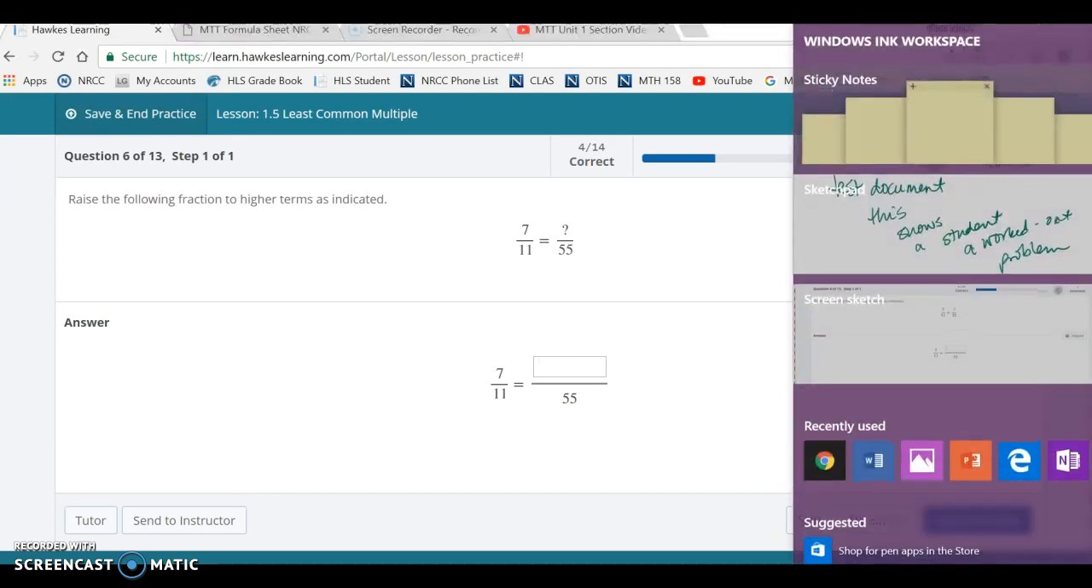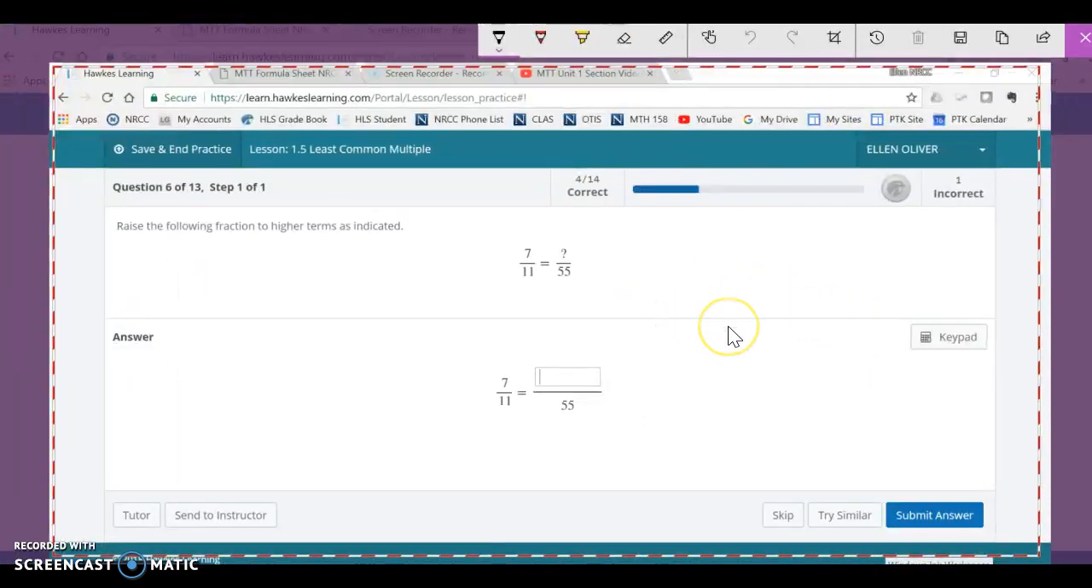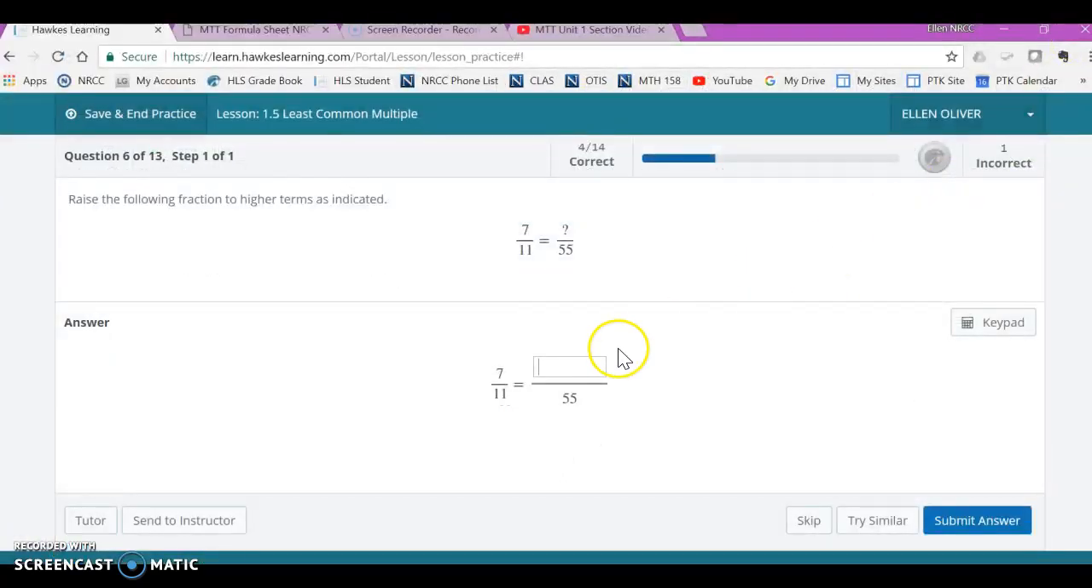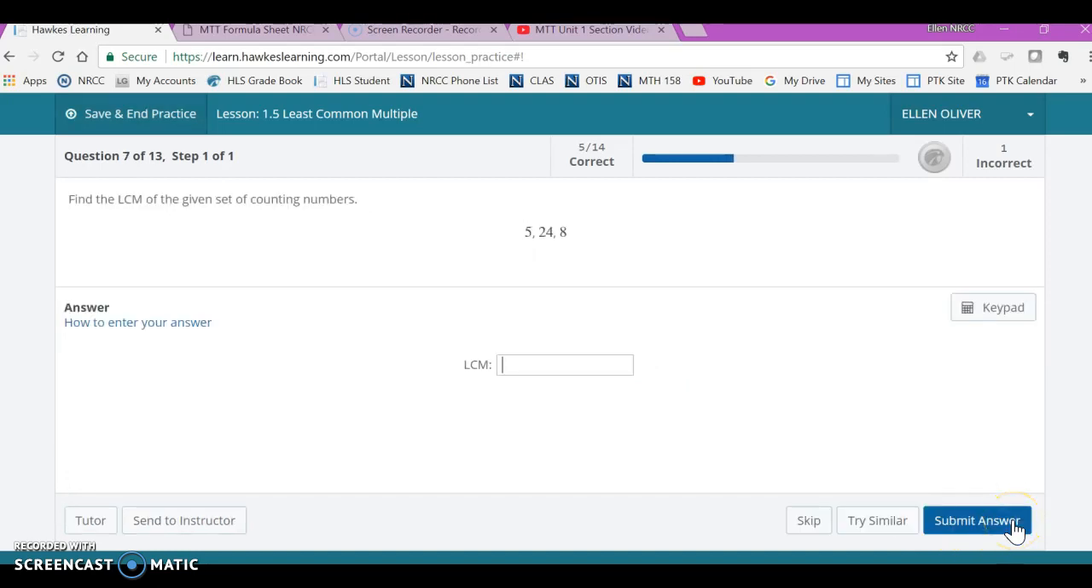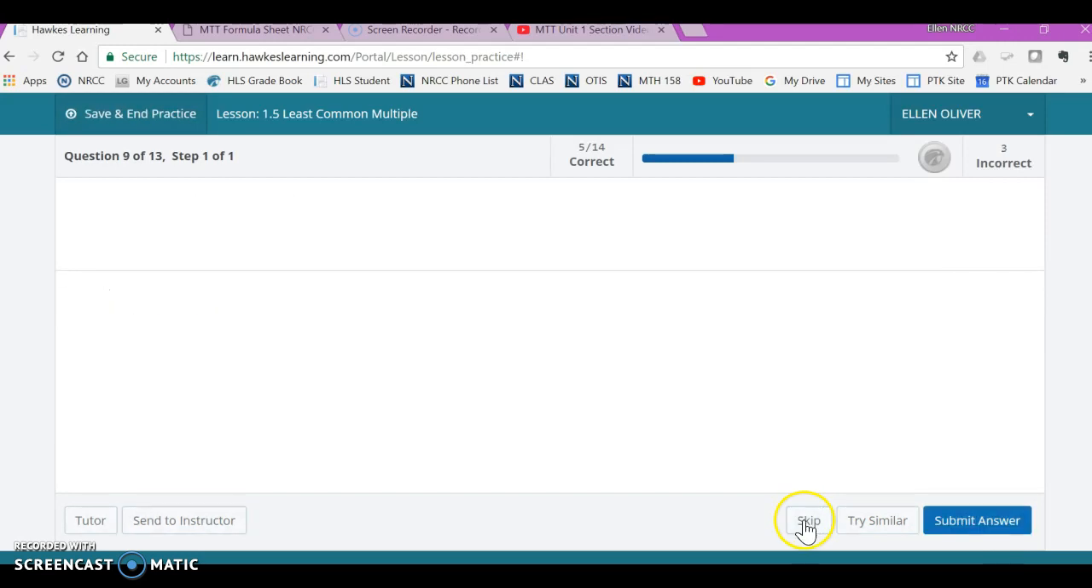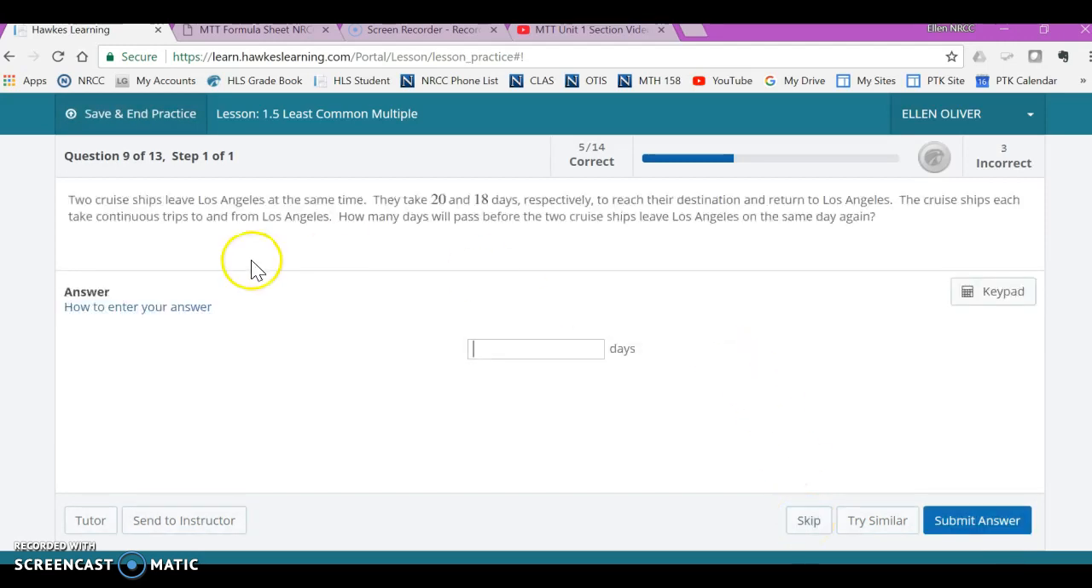This guy, what did I multiply 11 by to get 55? So I need to multiply 7 by the same number. Easy peasy. Hopefully this is helping you understand this quickly and easily. Ladder method, I've already done it. Ladder method.